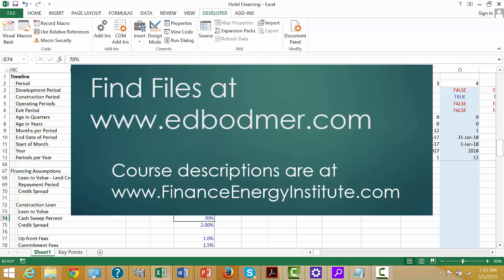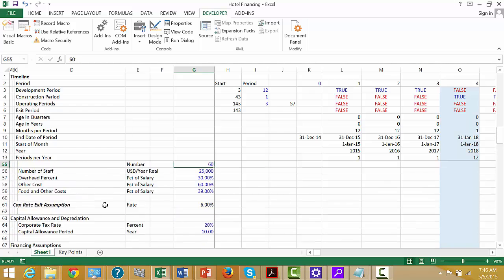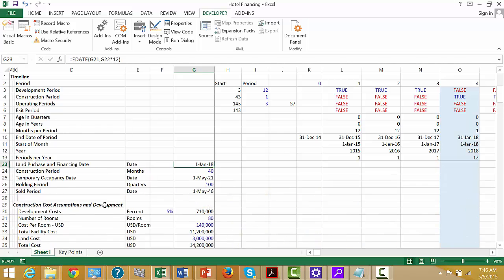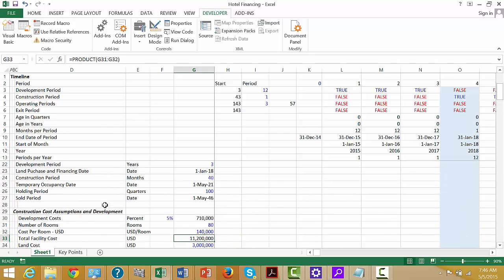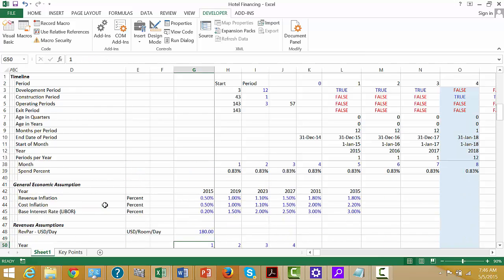And here's what we're going to do at first. When we structure these loans, this loan to value will not include any interest during the construction period. I think we had some assumptions somewhere up here. I think I just skipped over them. We had the interest rate.